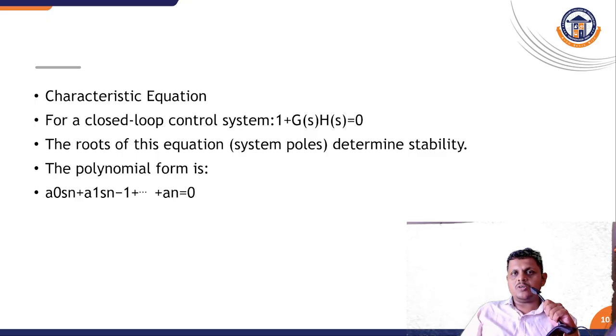And the characteristic equation for the closed loop system is 1 plus G(s)H(s) equal to 0. The roots of this equation determine the stability. And the polynomial form is a0 s^n plus a1 s^(n-1) plus, going on, up to an equal to 0. So this is the characteristic equation for the stability analysis of the system.